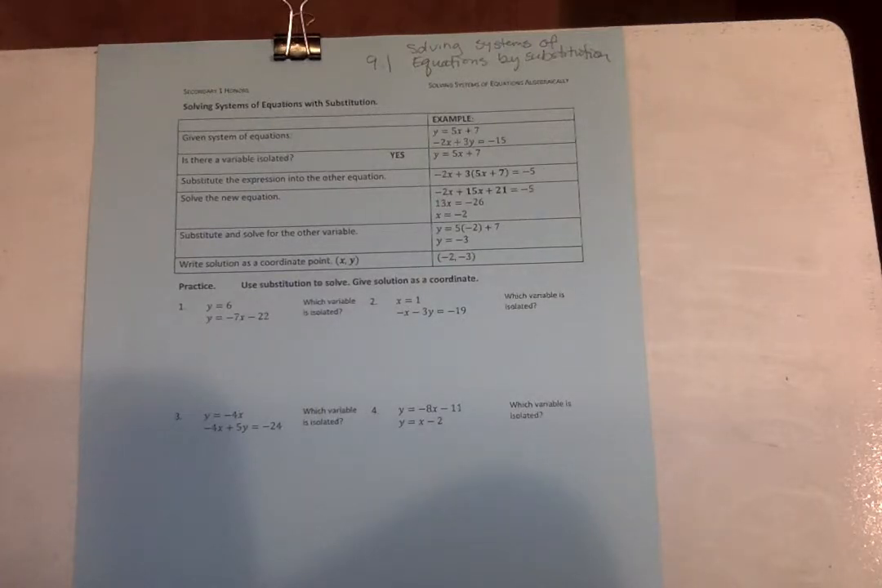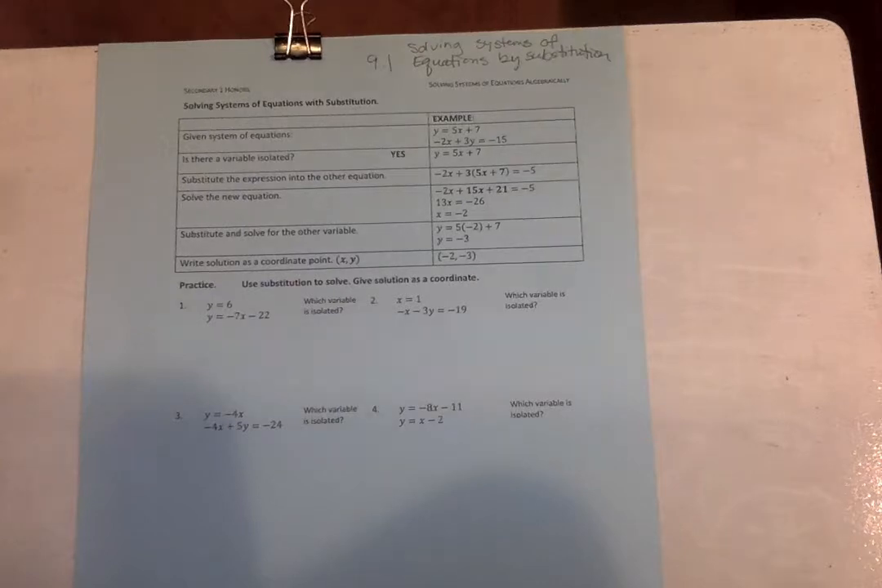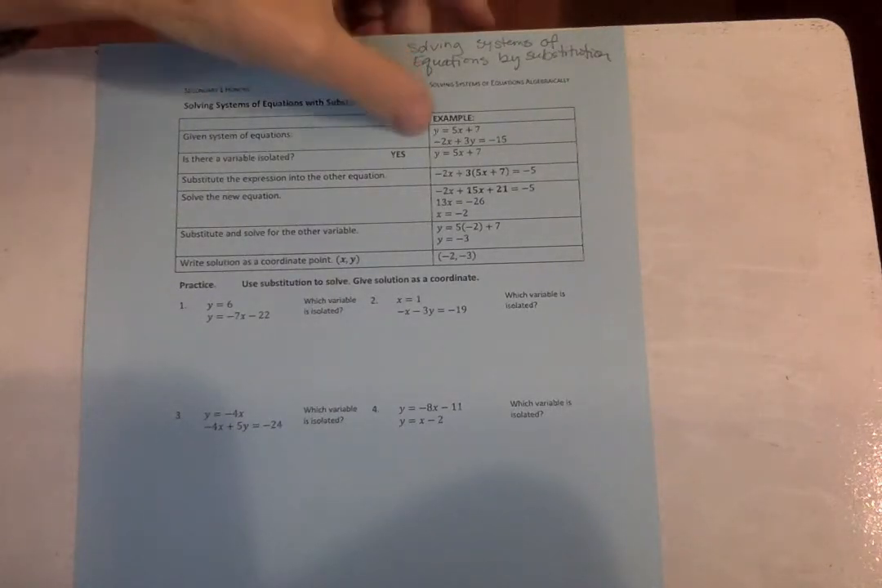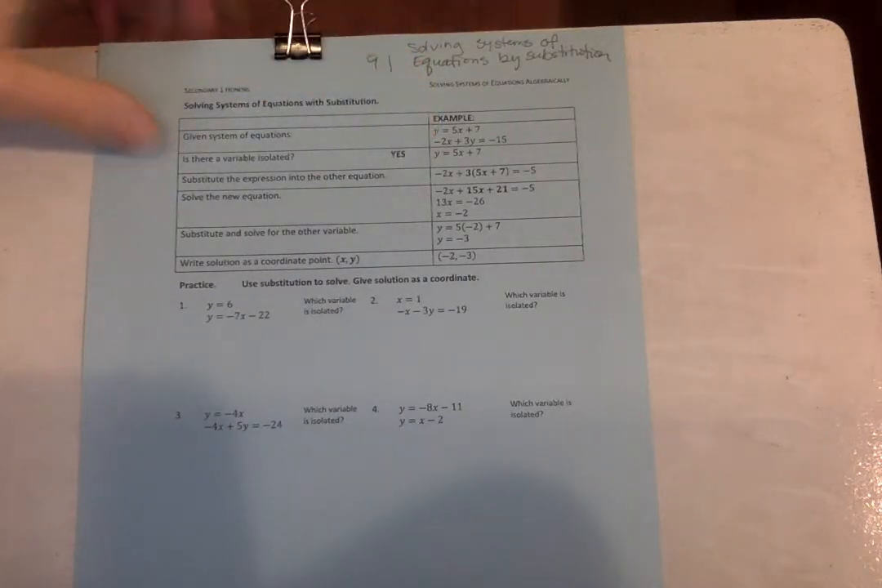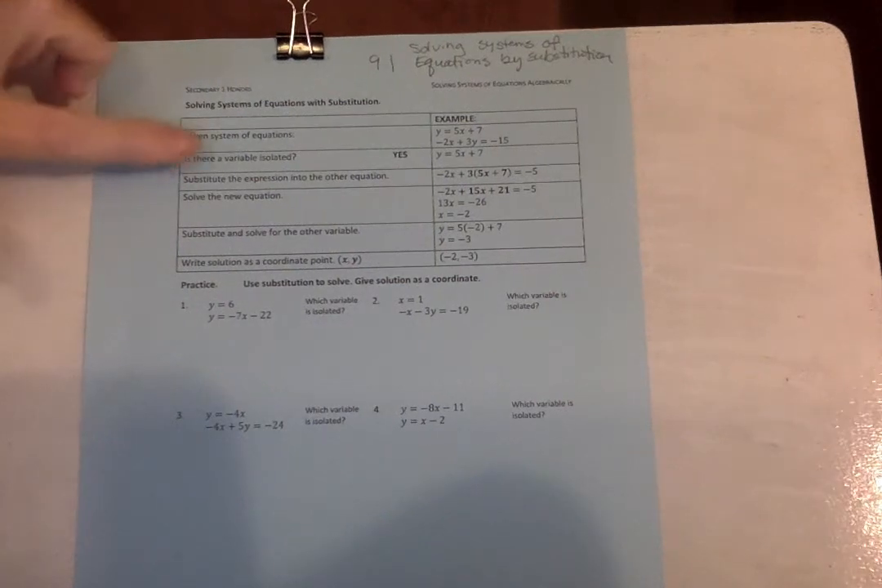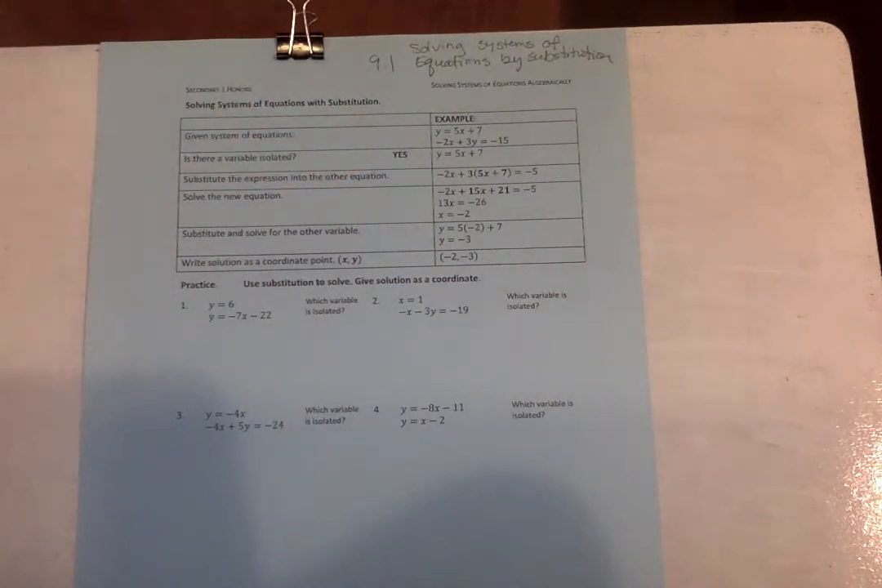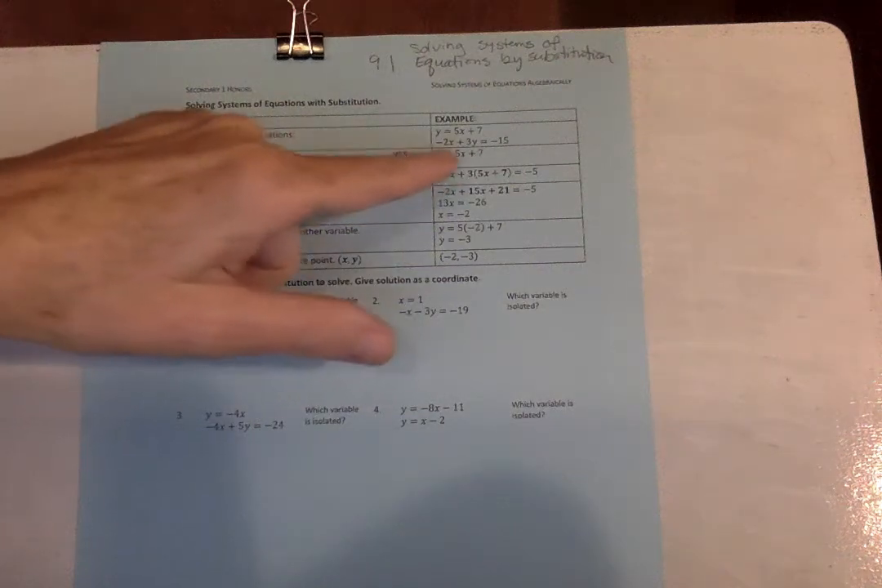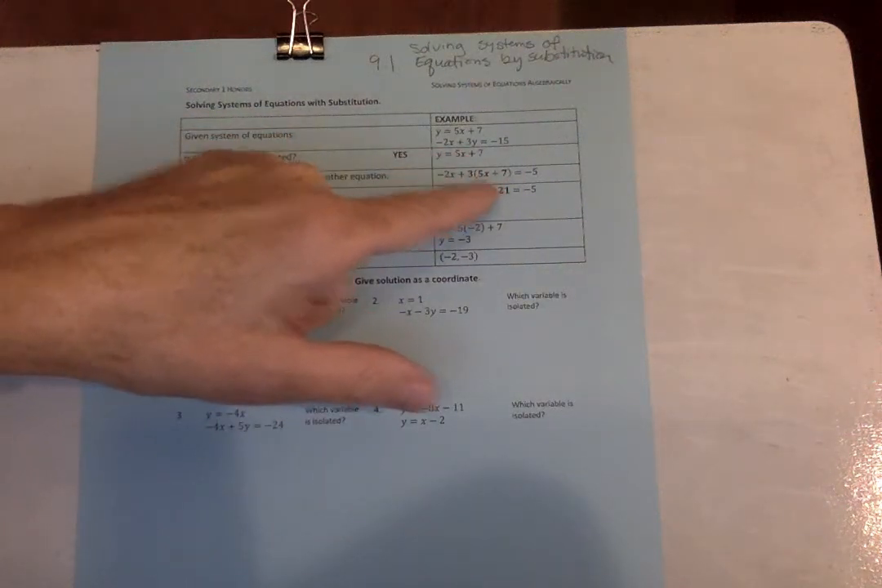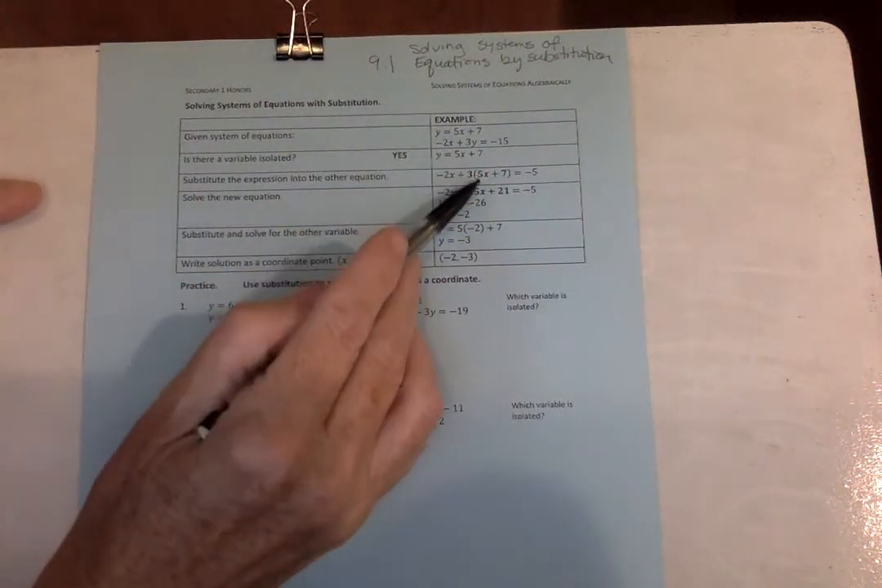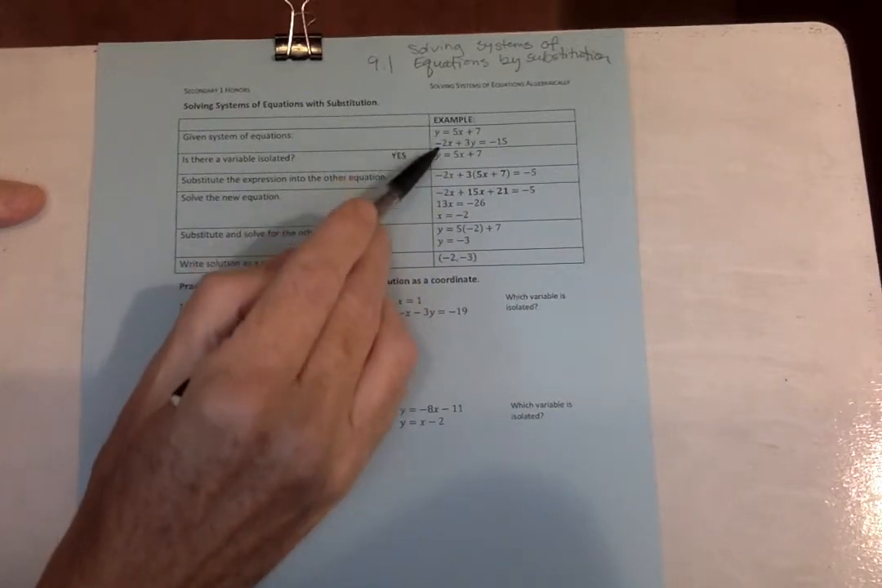So I'm skipping Unit 8 for right now. Okay, so solving systems of equations by substitution. First, we were given two systems of equations, here and here. We want to ask ourselves, is there a variable isolated? Yes or no? If the answer is yes, then we want to use that and substitute it into the second equation. So here's your two equations.